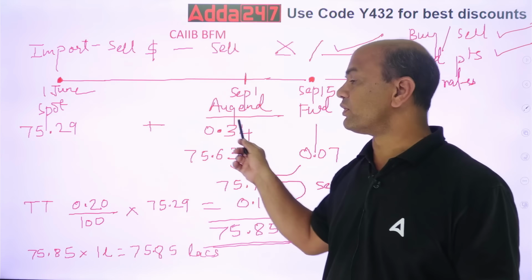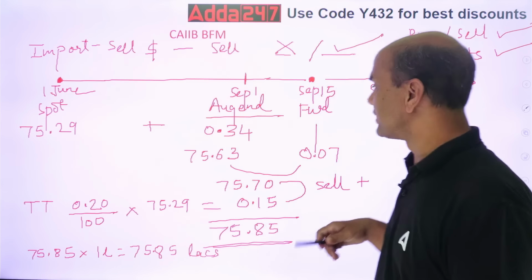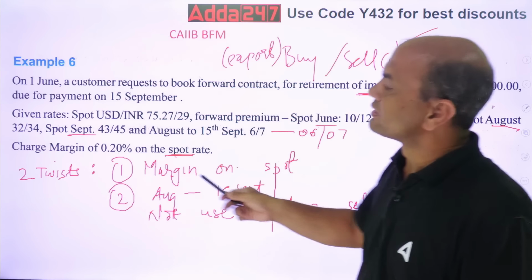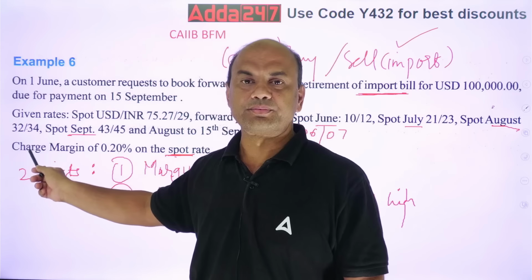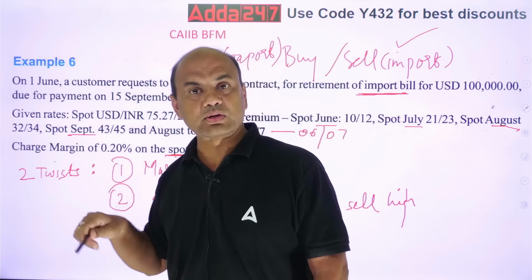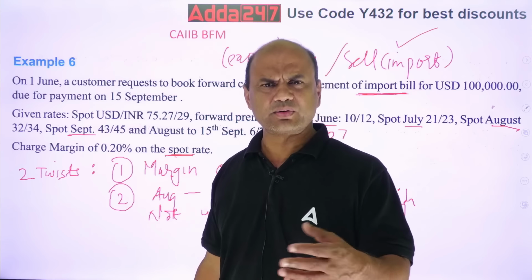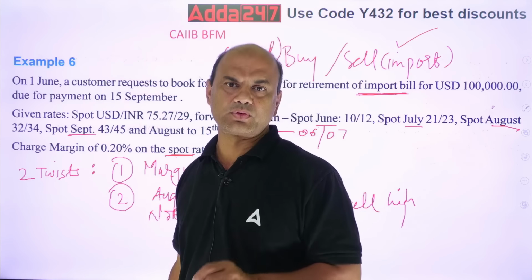Let's write the forward points. What are the forward points? So the forward points over here, the August end rate is 32.34. What do you mean by 32.34? The right side cell is 34 points. So it is to be taken as 0.34.